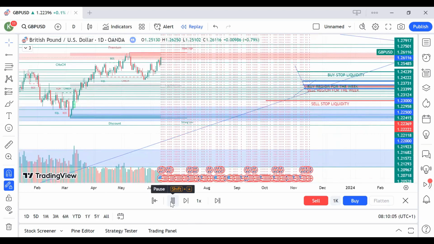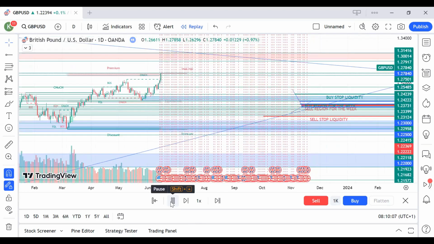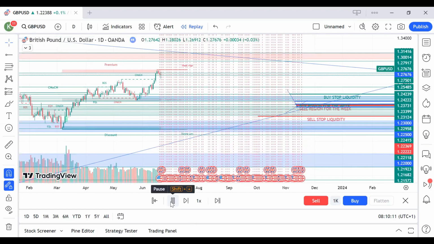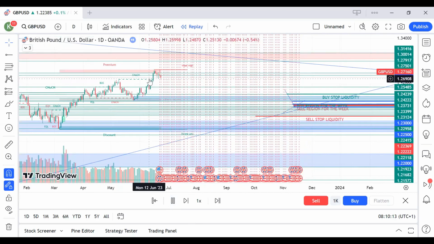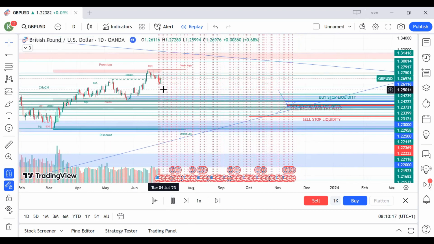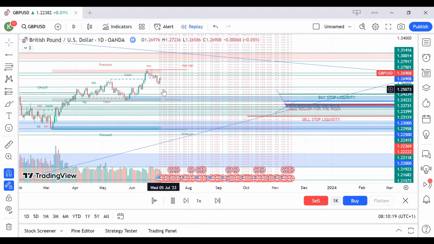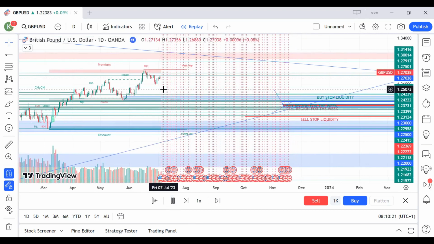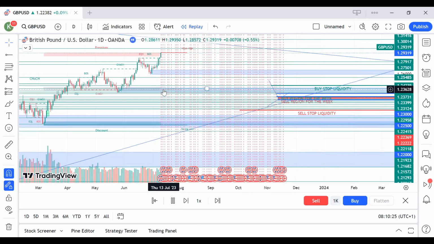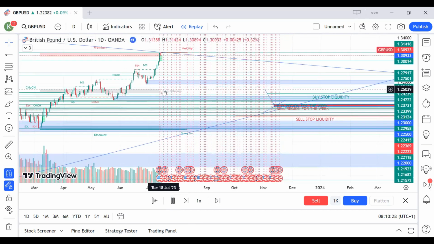Okay, I just want price to enter premium. It has entered premium. But now there's already another change of character here, so that is not a valid entry for me. So this will retest as well before the market tells us where it's going. So I'm still going to wait. I will not be in a hurry. This is how I'm able to spot good interest.